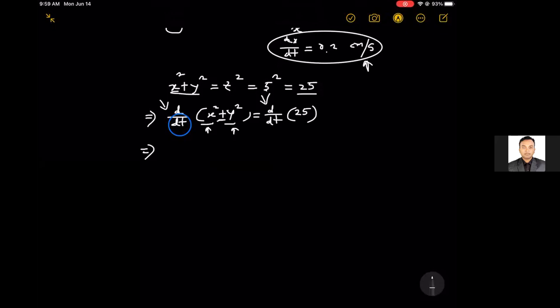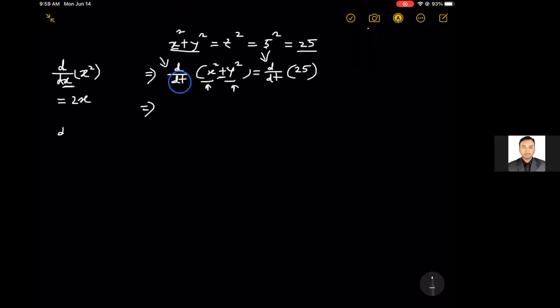So what's the derivative of x squared? We know the derivative of x squared is 2x. Do you agree? But that was actually in terms of x, not in terms of t. The derivative of t squared in terms of t would be 2t. Now, can you imagine what I'm trying to say? What I'm trying to do here? Anyone? Let's give it a try.